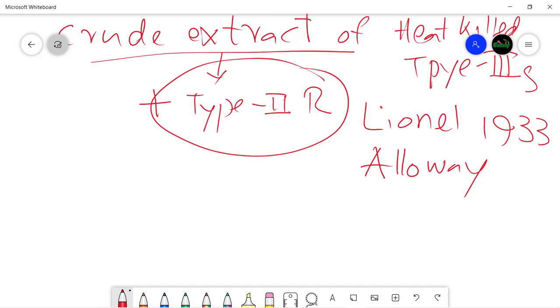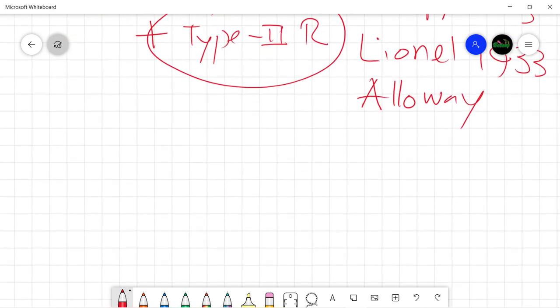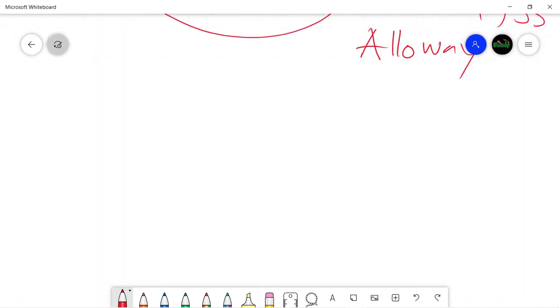The answer was finally found by a team of workers led by Avery, McLeod and McCarty. They performed a set of ingenious, fascinating, superb experiments, in which they finally found out the transforming principle. In fact, they conclusively confirmed what the transforming principle is. So we are going to take a look at a figure, a diagram showing their experiment.